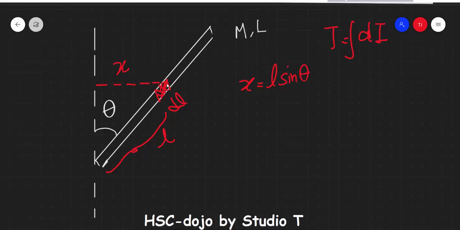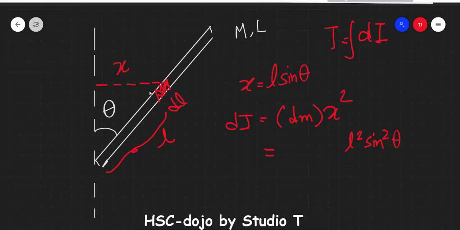First we find the moment of inertia of this differential portion. Here dI is the mass of this differential portion, dm, multiplied by the perpendicular distance of this differential portion to the axis, which is x square, and plugging in the expression of x we will get L square sine square theta.